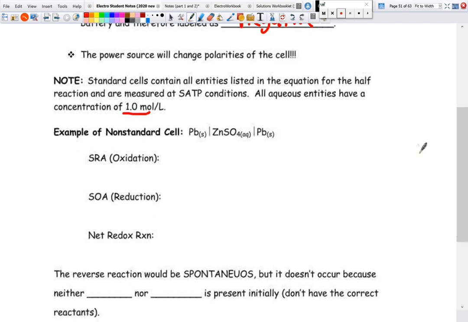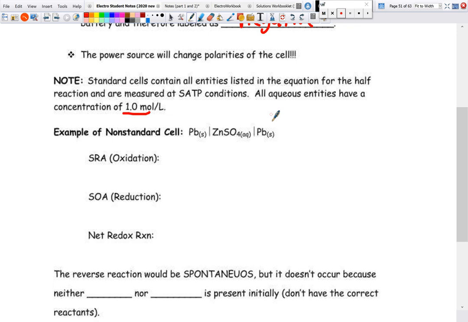Now, non-standard cells don't have everything listed. They're not at SATP conditions. There's just a bunch of different things. So when we look at an example right here of a non-standard cell, we can still tell this is cell notation because we have our phase boundary right here. We can tell our solids are right here. We have 2 electrodes, and we just have 1 electrolyte solution, right? There's no physical boundary here. And we also notice that there's no lead ions and there's no zinc solid. So we're missing some key components.